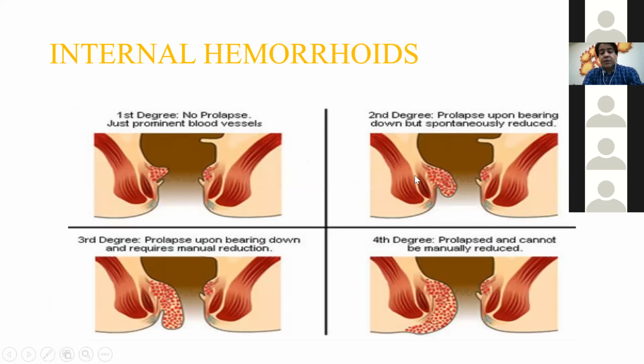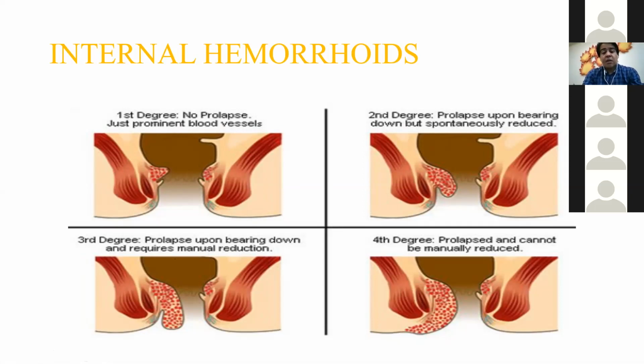While in second degree, patients usually say something comes out of the anus, like a prolapse that spontaneously reduces, with painless bleeding. While in third degree, they usually say something comes out of the anus that requires finger or manual reduction. While in fourth degree, which is also known as the internal external hemorrhoid, patients have bleeding as well as prolapse which does not reduce manually. So these are the 4 degrees of the internal hemorrhoid.